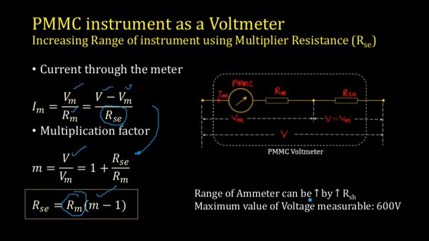And the range of the voltmeter can be increased by increasing the shunt resistance. If you are increasing the shunt resistance, more voltage will be coming across this. So you can increase the range of this particular voltmeter by increasing the resistance of the shunt. The maximum allowable voltage which can be measured using this particular setup is 600 volt.